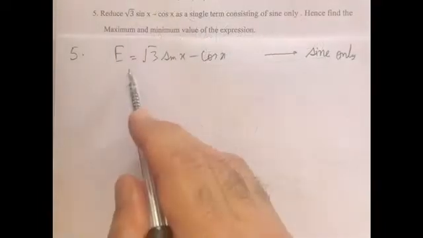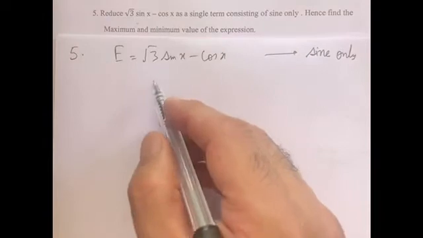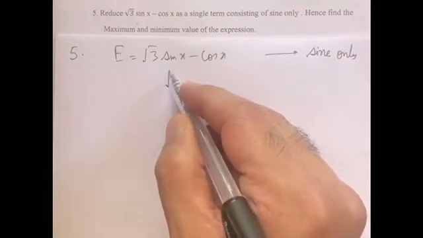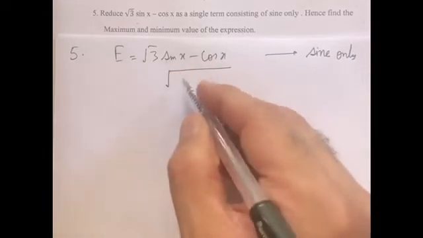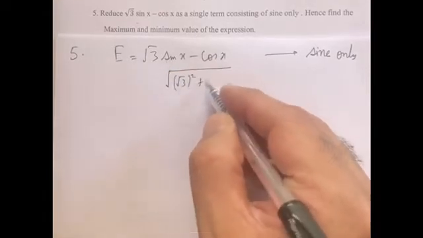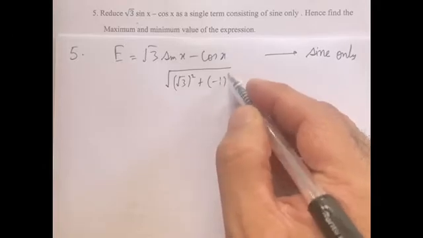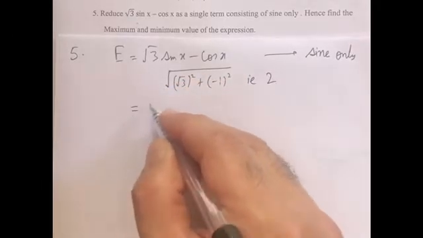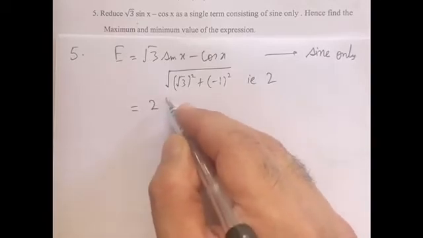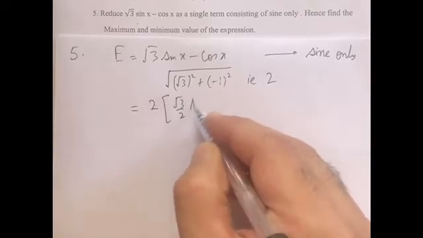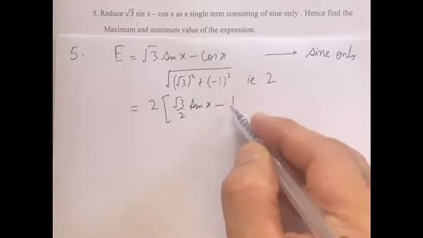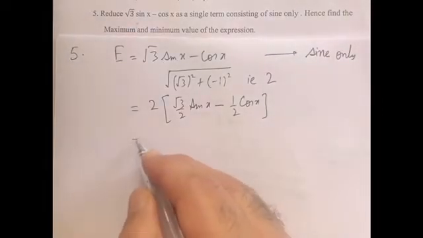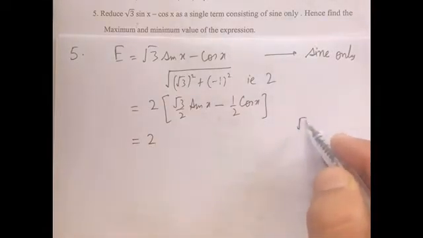We have to convert this expression to sine only. So the first step is that we divide throughout by the square root of the coefficient of sin x, root 3 square, plus the coefficient of cos x, that is minus 1 square, under the root. This is 2. So this can be written as 2 into root 3 by 2 into sin of x minus 1 by 2 cos of x. We divide and multiply by 2. This is 2 root 3 by 2.